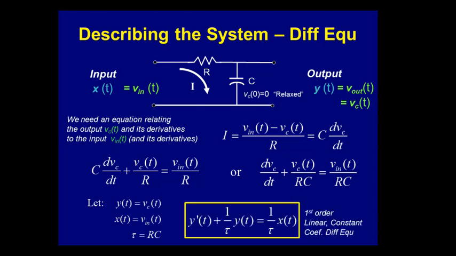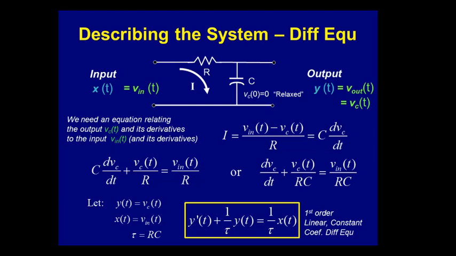Y prime of t, the first derivative of the output, plus 1 over tau, 1 over RC, times the output, VC, is 1 over tau, or 1 over RC, times the input, V in. First order linear constant coefficient differential equation.